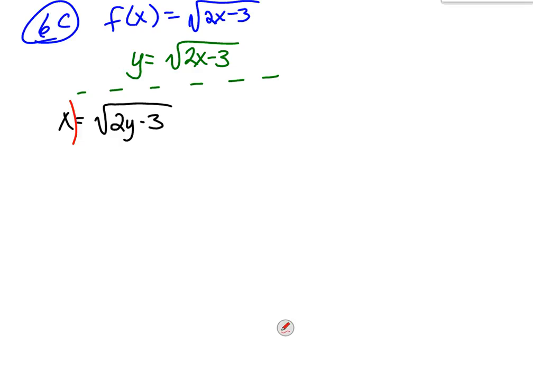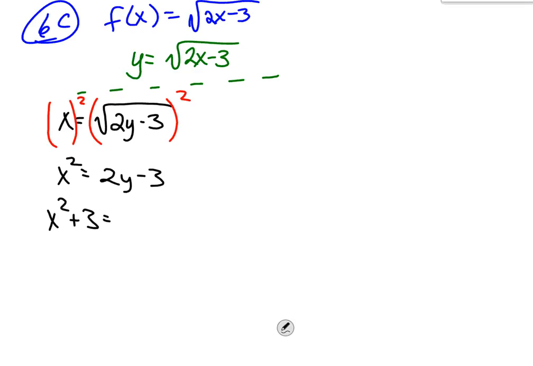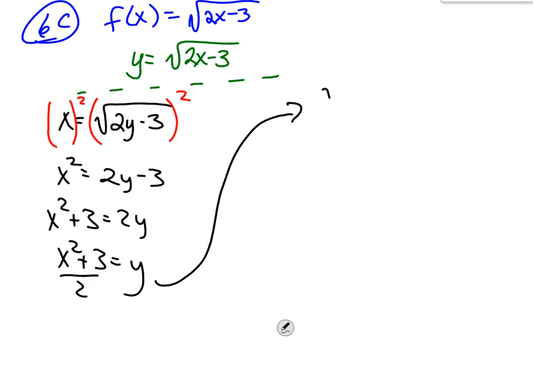I'll use a separate color just to kind of illustrate that a little easier. So x squared equals 2y minus 3. To get y alone, we'll add 3, so x squared plus 3 is 2y. We'll divide by 2, x squared plus 3, divided by 2 is y. So this one gives me f inverse of x equals x squared plus 3 over 2. Whoops, for that one.